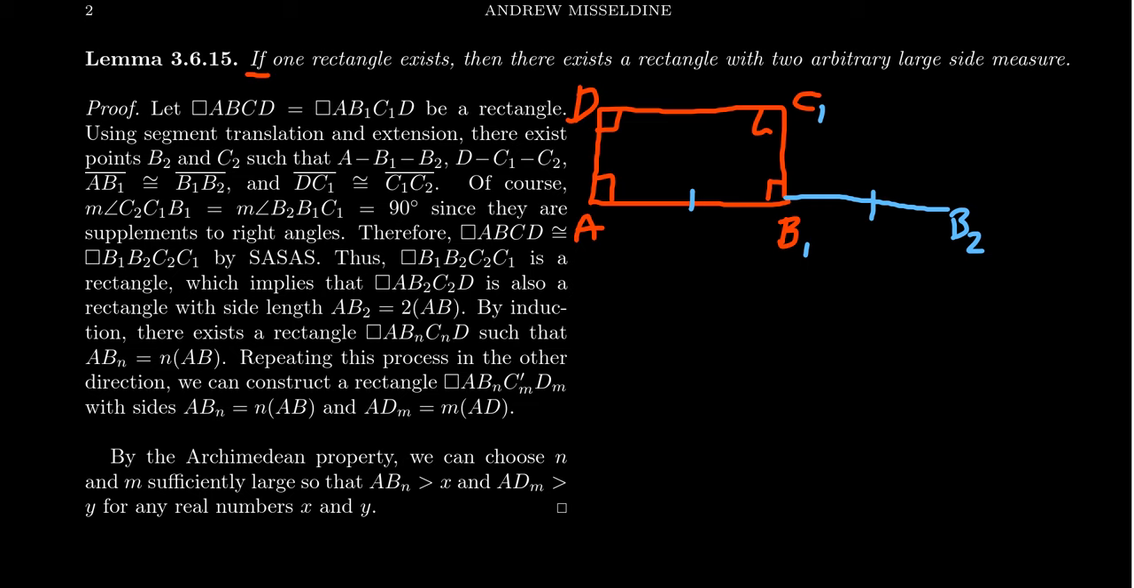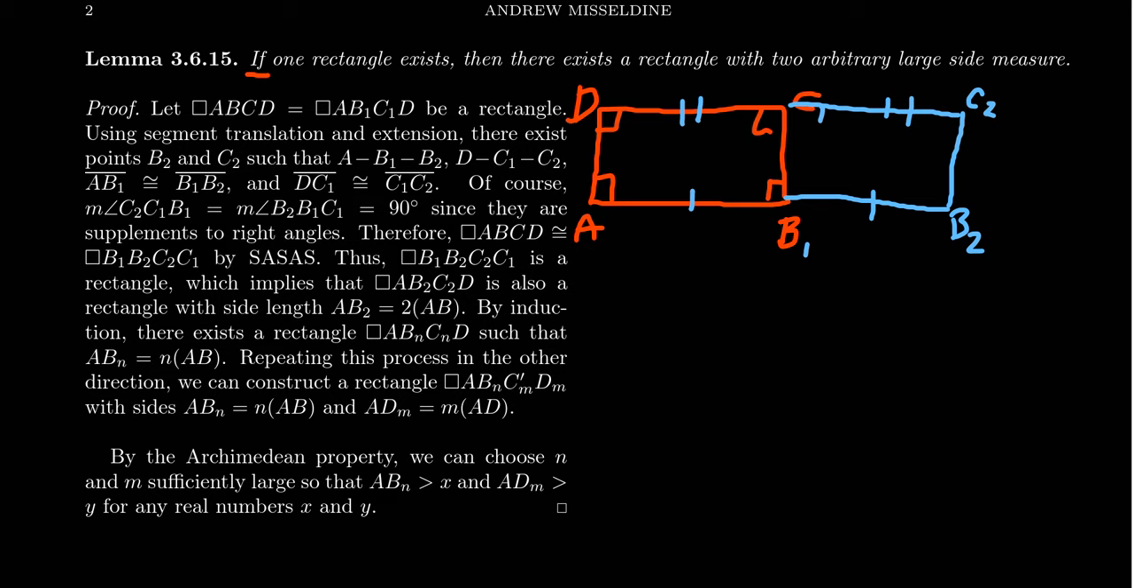And likewise, we're going to use segment translation to copy the segment DC1 with a new point C2 so that C1, C2 is congruent to DC1. And this then creates a new quadrilateral. And what can we say about this new quadrilateral A, B2, C2, D?